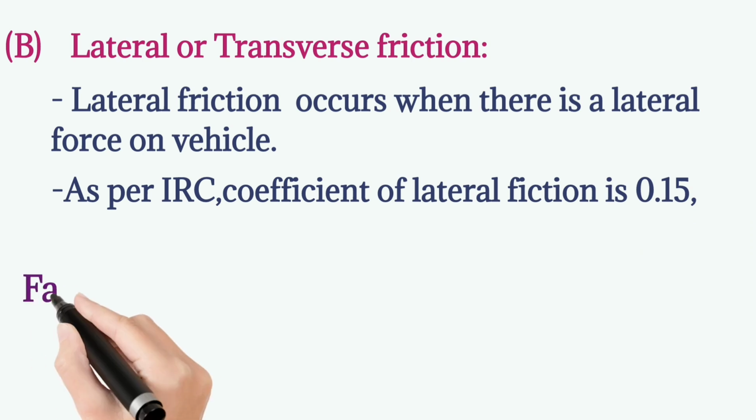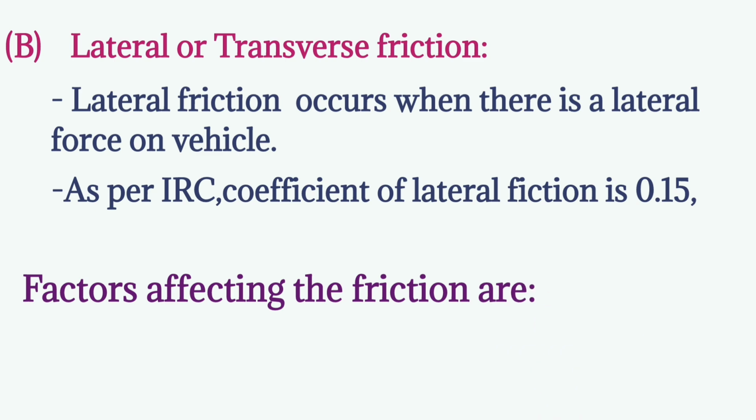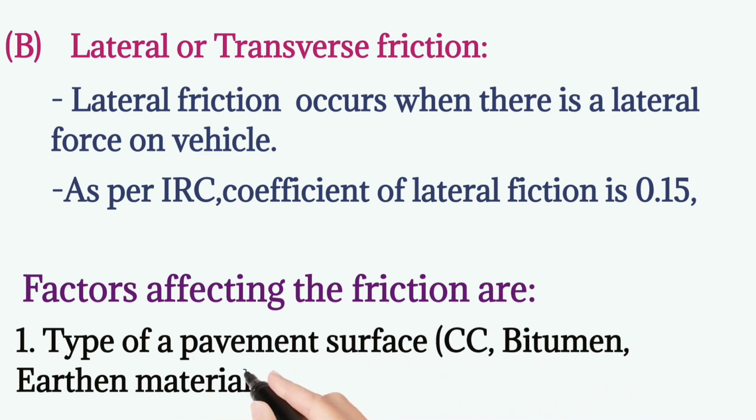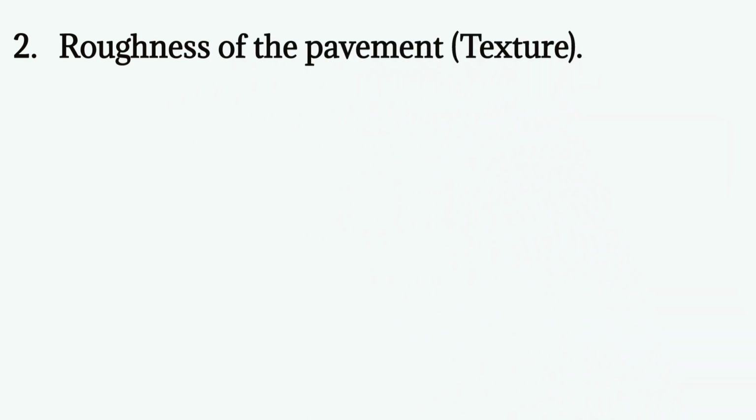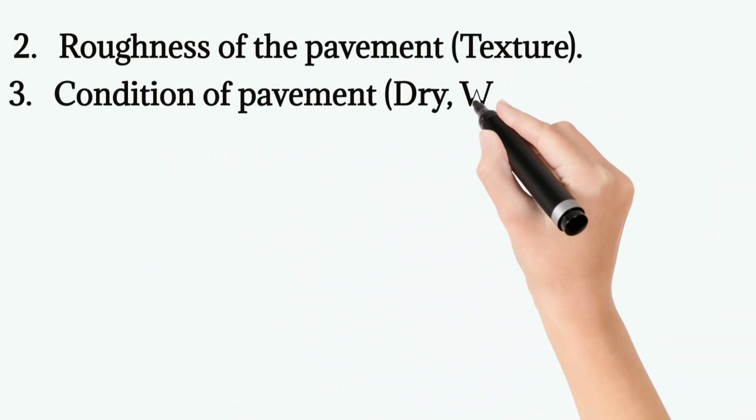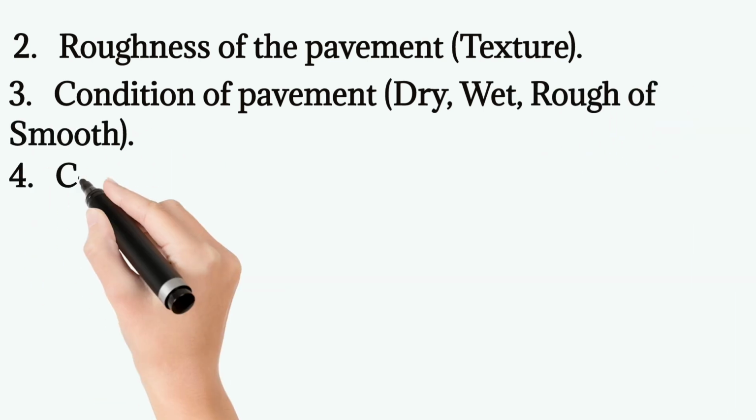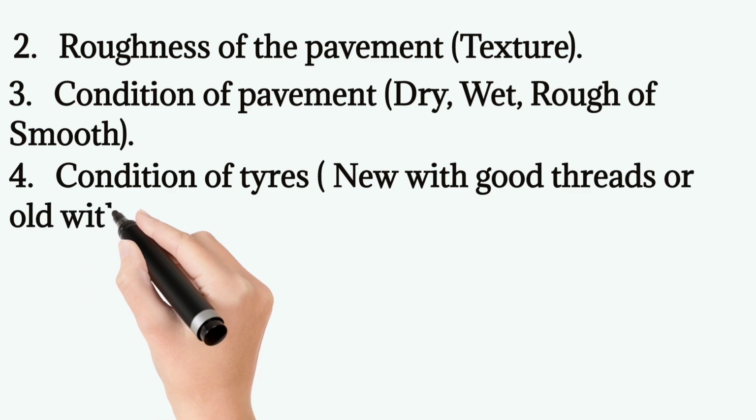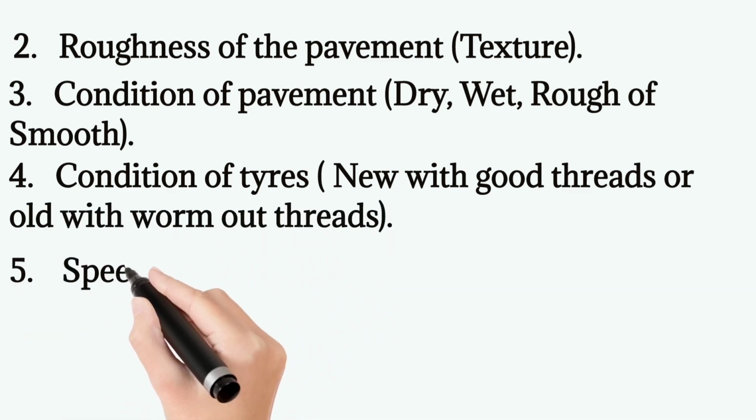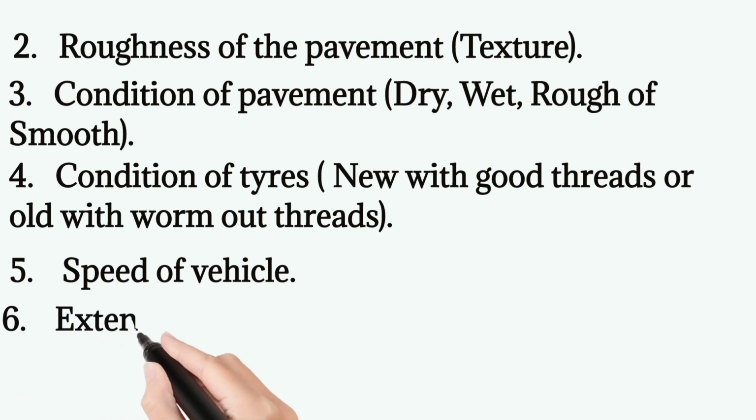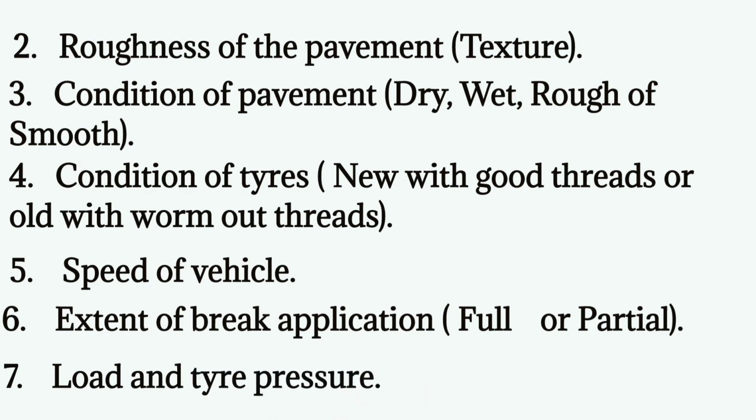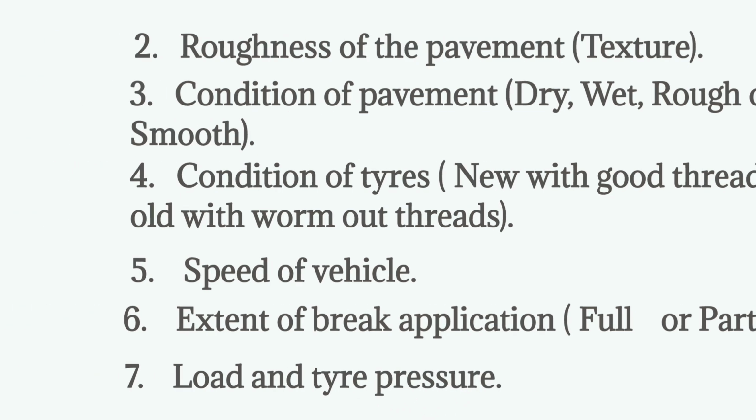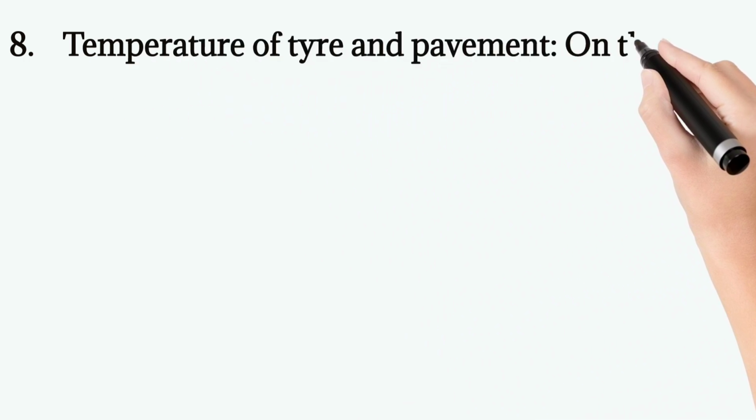Now we will discuss the factors affecting friction. These are: first, type of pavement surface, whether it is CC, bitumen, earthen material or WBM surface. Second, roughness or texture of pavement. Third, condition of pavement, whether it is dry, wet, rough or smooth. Fourth, condition of tires, new with good treads or old with worn out treads. Fifth, speed of vehicle. Sixth, extent of brake application, full or partial. Seventh, load and tire pressure. Eighth, temperature of tire and pavement.